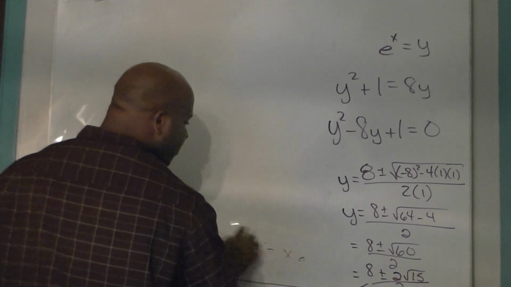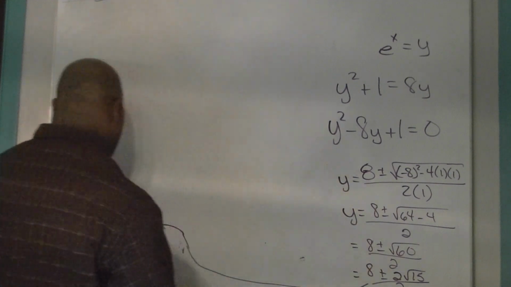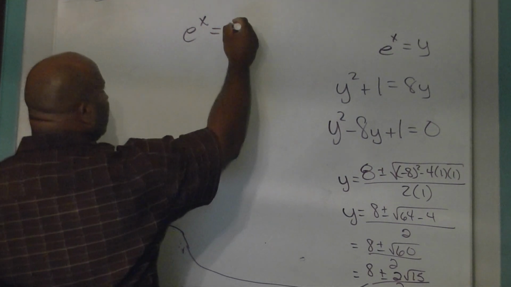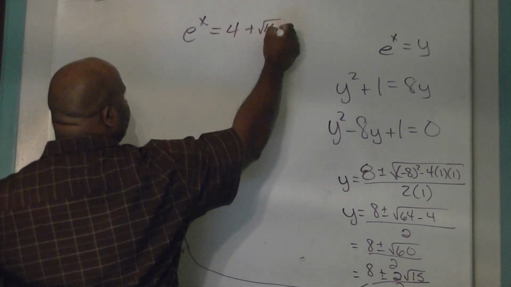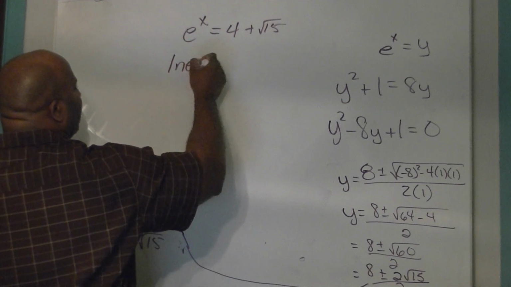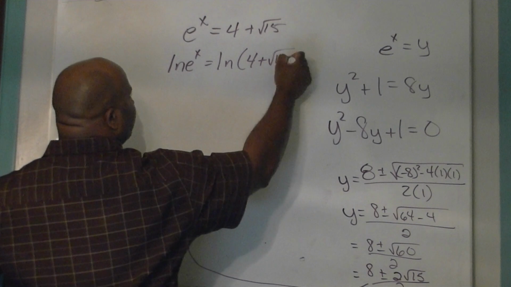I know y'all like this is a crazy problem. It is. So we'll start with e to the x equals 4 plus square root of 15. Okay, take the natural log of both sides. I got natural log e to the x equals natural log of 4 plus square root of 15.